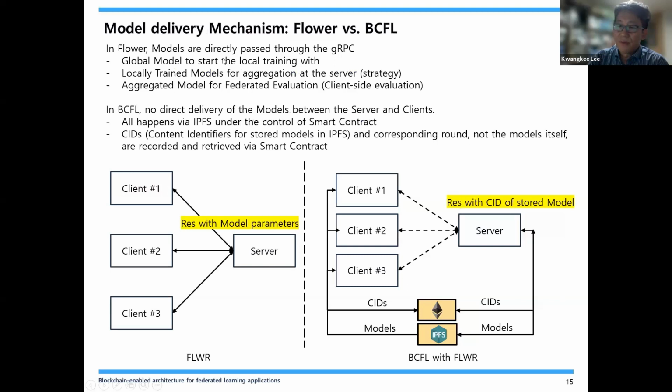That means in Flower, models are directly passed through the gRPC channel. On the other hand, in BCFL, model delivery happens via IPFS under the control of a smart contract. No direct delivery of models between the server and client happens.